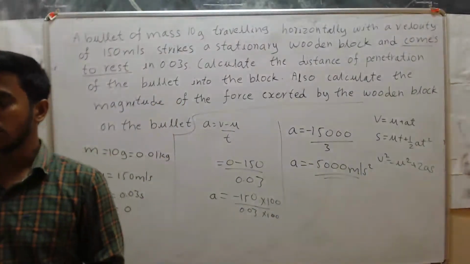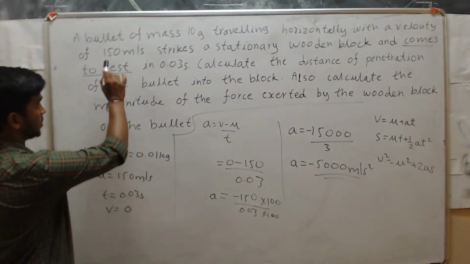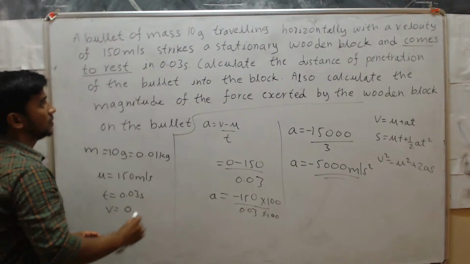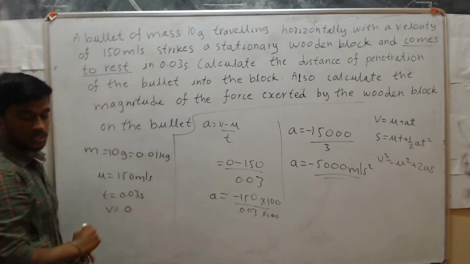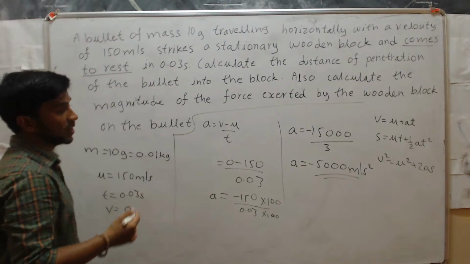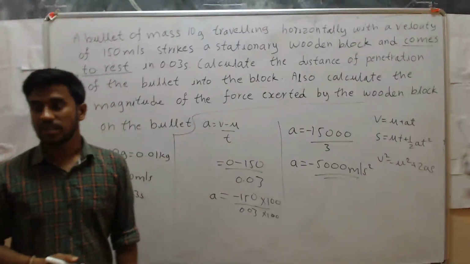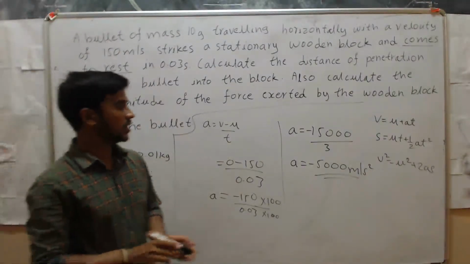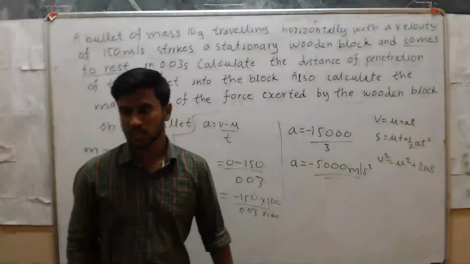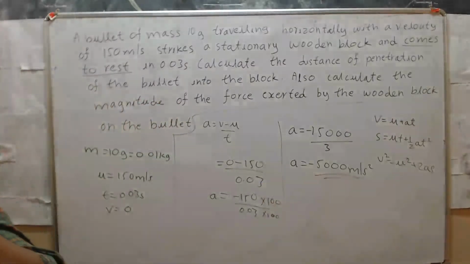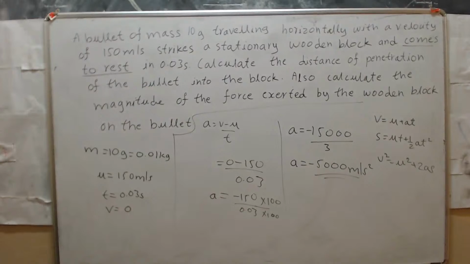See, here that bullet is initially moving with 150 meter per second. After 0.03 second it comes to rest, right? So here its velocity decreased. That's why we got negative acceleration. Why? Because it goes from 150 meter per second to 0 meter per second, so its velocity decreased.